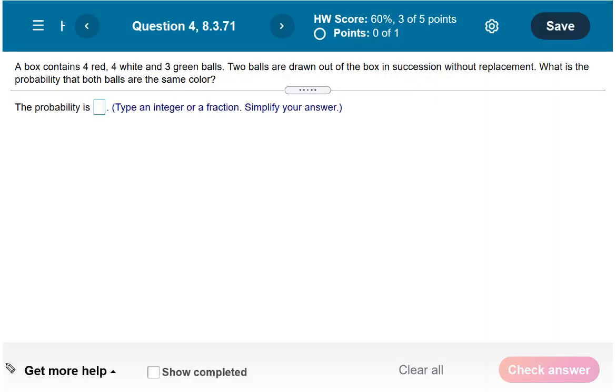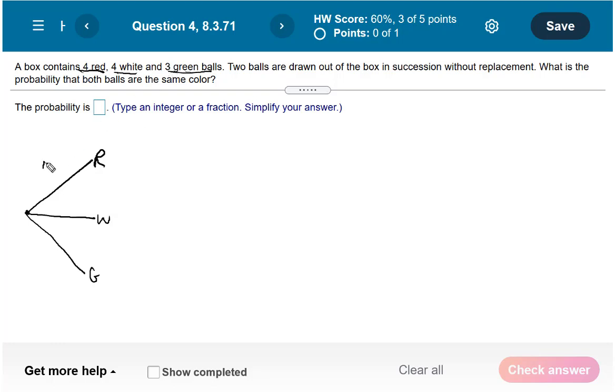Problem 4, we will begin with constructing our tree diagram. This time we have red, white, and green. So we have 3 choices: red, white, and green. We'll go ahead and write the probabilities. There's 4 red, 4 white, and 3 green. So that's 11 balls total.